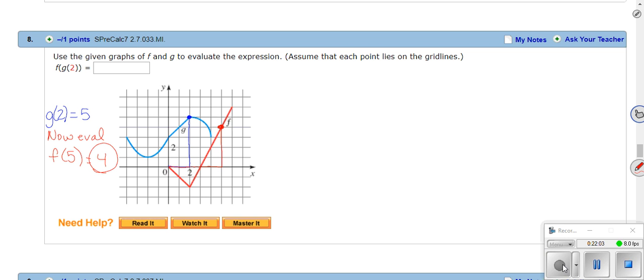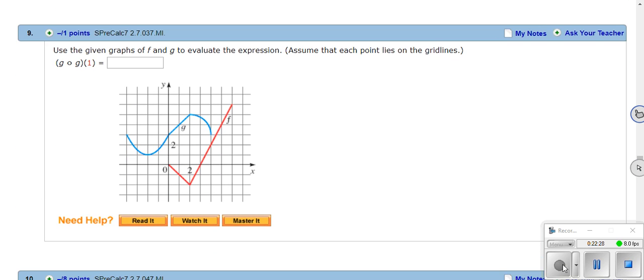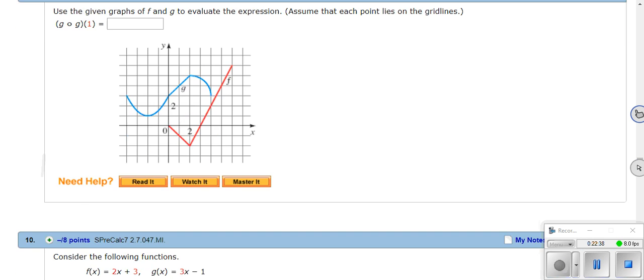Okay? So you're reading the graphs. Start with g of 2, figure out what its output is, and then put the output value into the outer function, the f function, and then figure that out. We okay? Okay, same thing here, but this is g of g. So am I even going to use the f function? No. I put in g of 1, figure out the output, then put that output back into g again.